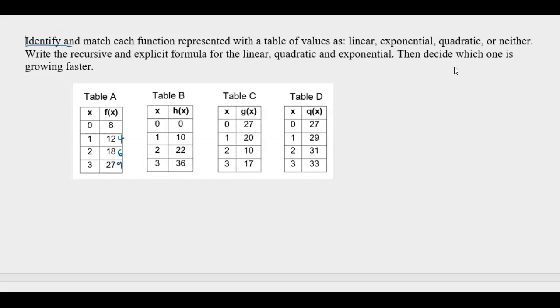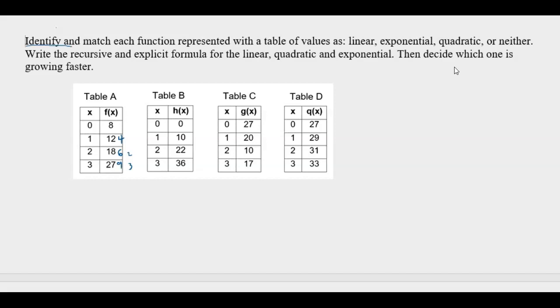So let's see if it is quadratic. If it is quadratic, then I must have a second difference. So what do I add to 4 to get 6? That would be 2. And what do I add to 6 to get 9? That would be 3. So it's not quadratic either. So it's not linear, it's not quadratic. So let's see if it is exponential.